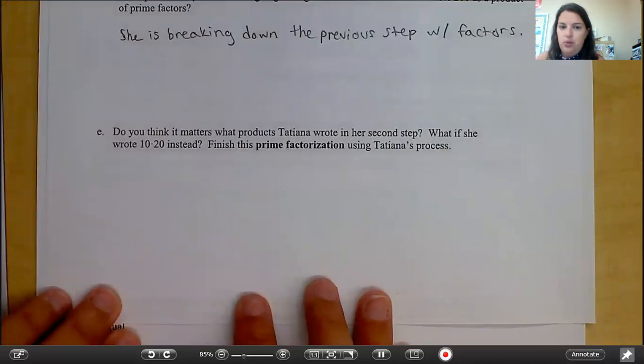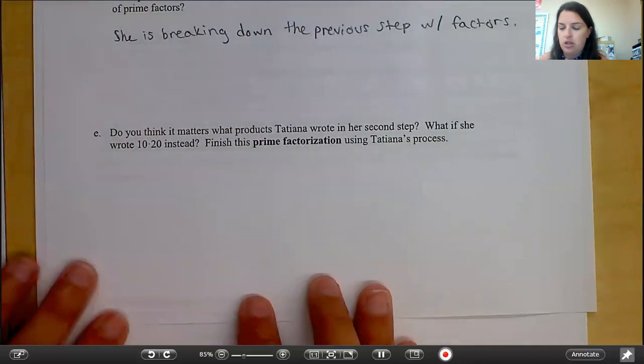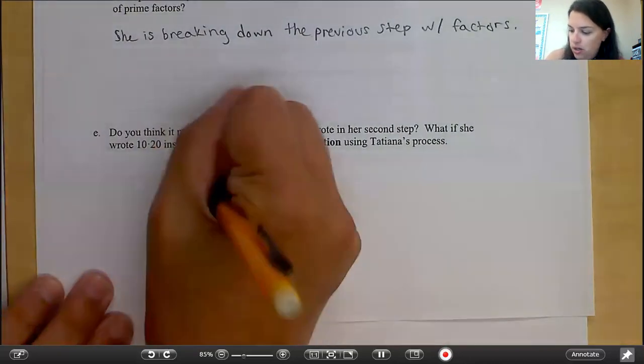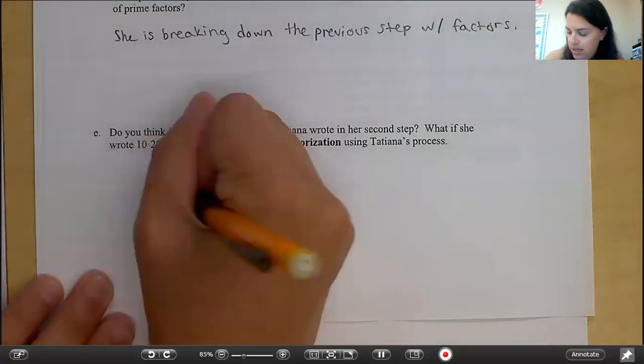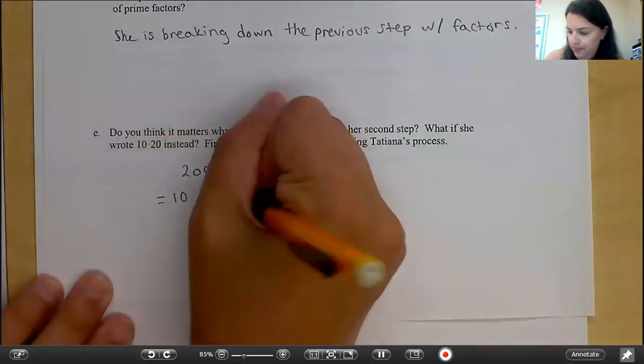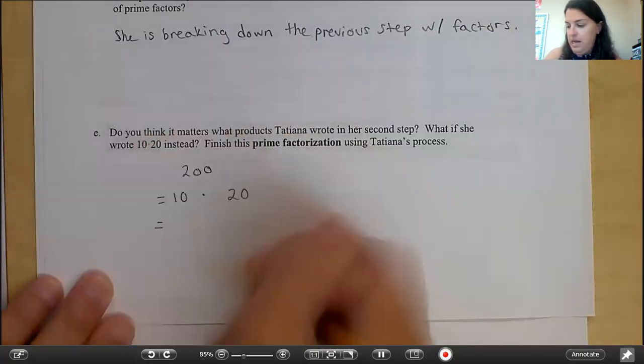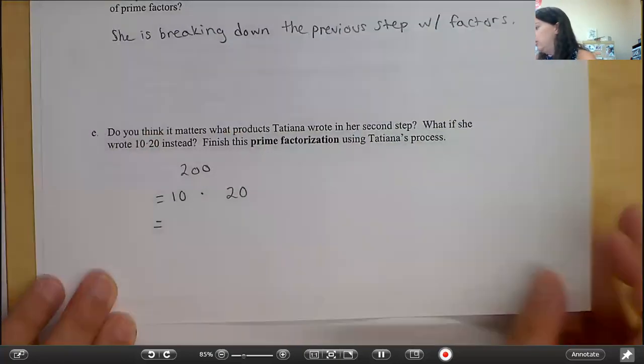Do you think it matters what products Tatiana wrote in her second step? What if she wrote 10 times 20 instead? Finish the prime factorization using Tatiana's process. So we did 200, and that equals 10 times 20. You will need to finish that. Okay, go ahead and finish that.